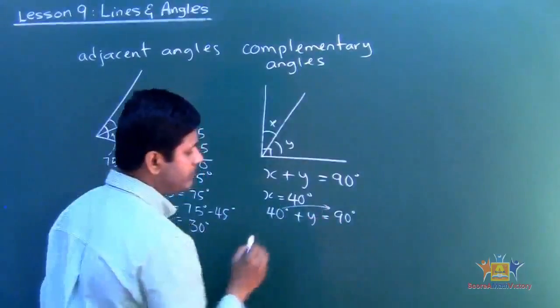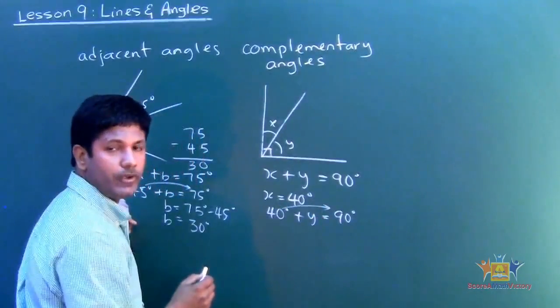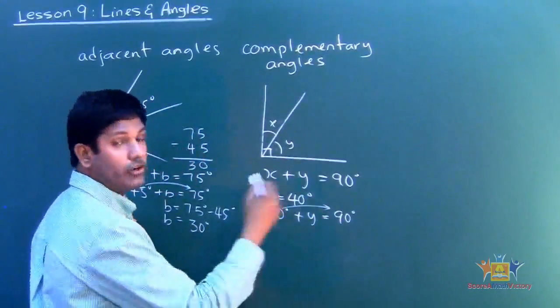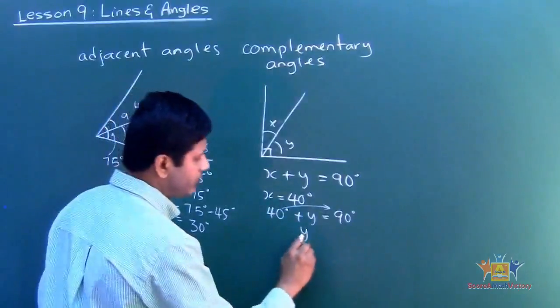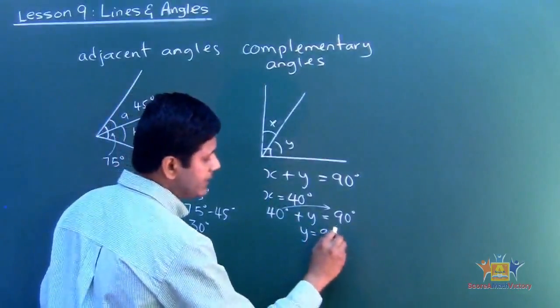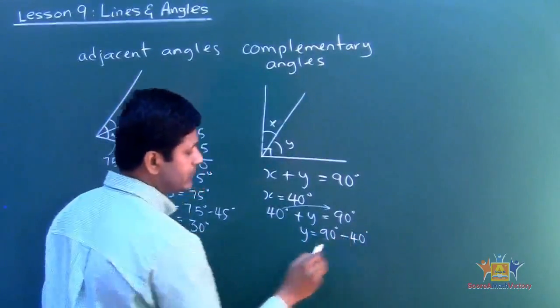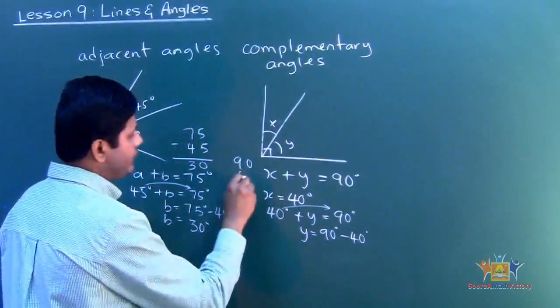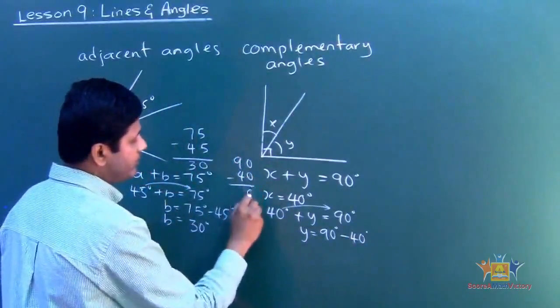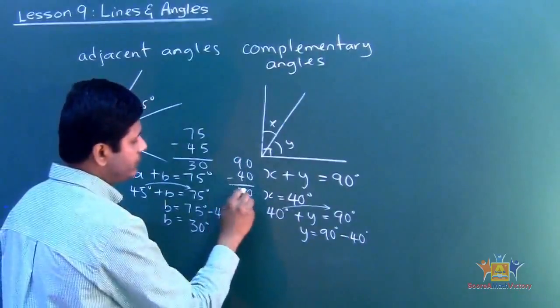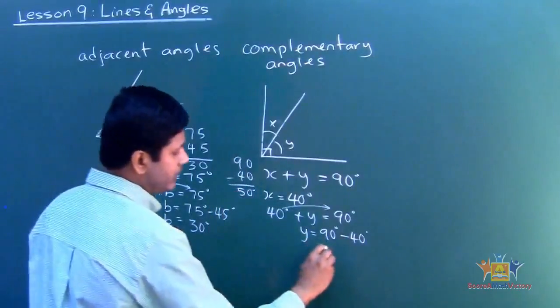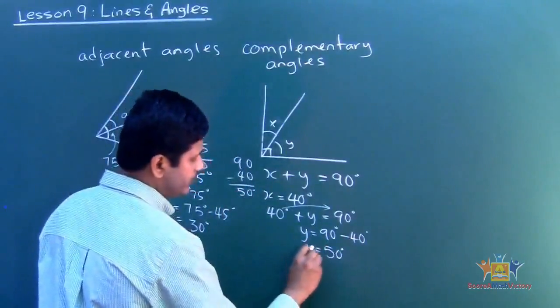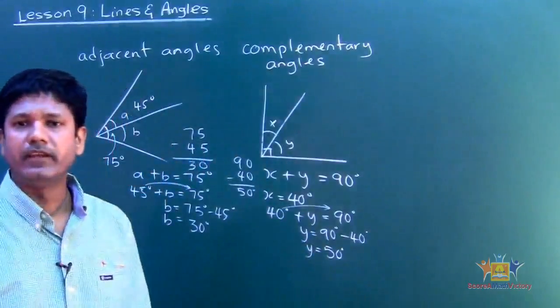40 degrees crosses the bridge. What is 40 doing to y? It's adding. Addition crossing the bridge becomes subtraction. So y equals 90 degrees minus 40 degrees. Line it up: 90 and 40, 0 minus 0 is 0, 9 minus 4 is 5. So it becomes 50 degrees. y equals 50 degrees.